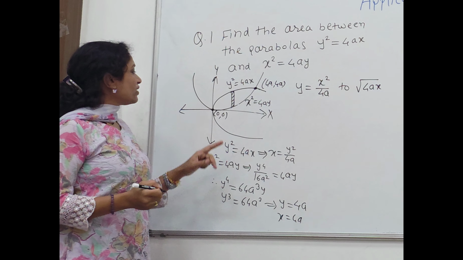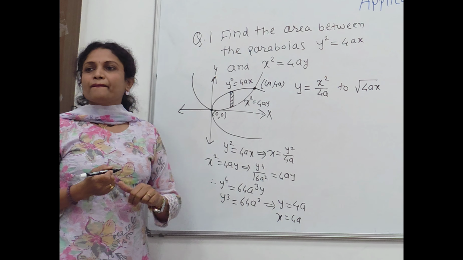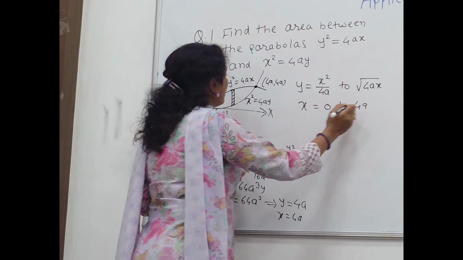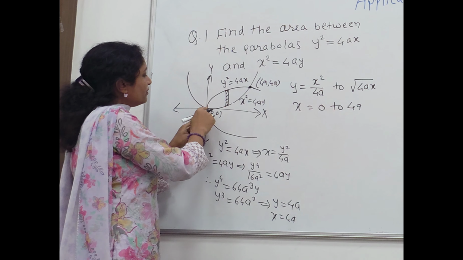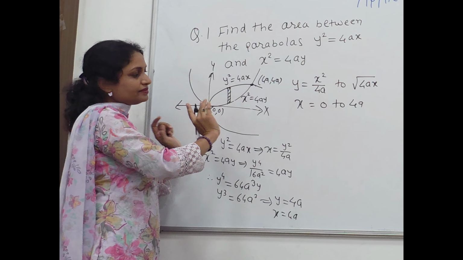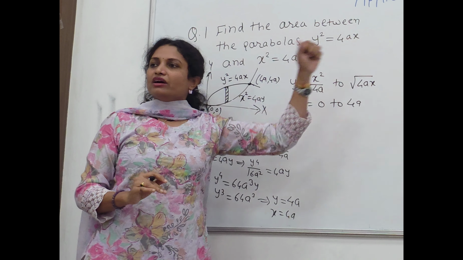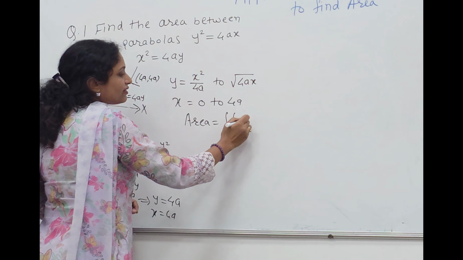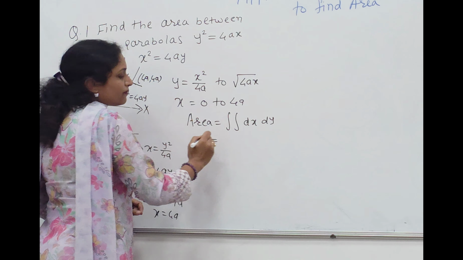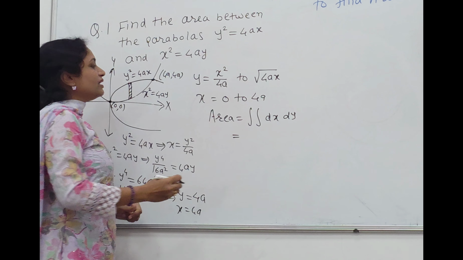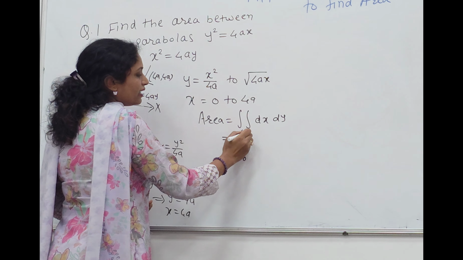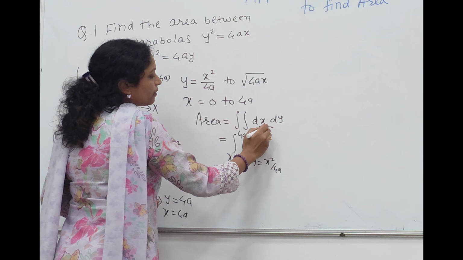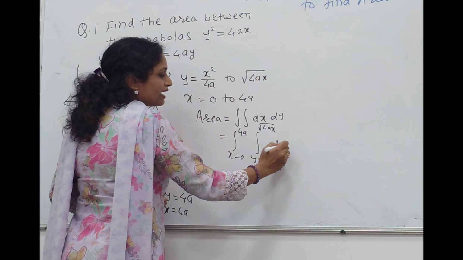Now can you tell me what the limit of x will be? 0 to 4a, right? Because on the x-axis it varies in this particular region from 0 till 4a. Once you get the limit, use that formula for the area. So area is equal to the double integration of dx dy. The limits are x from 0 to 4a, y from x²/4a to root 4ax, dy and then dx.